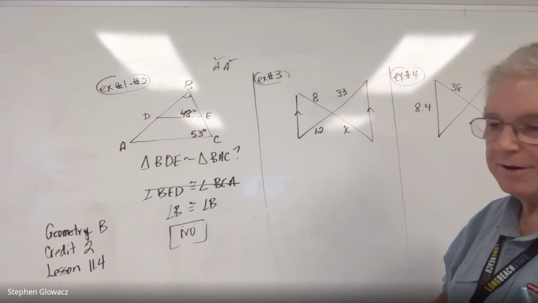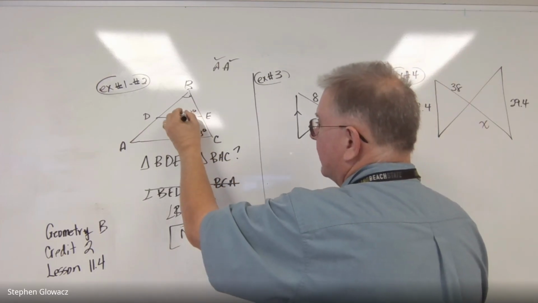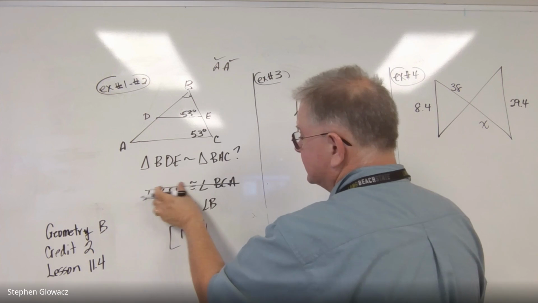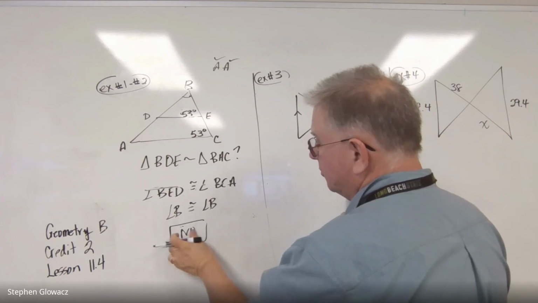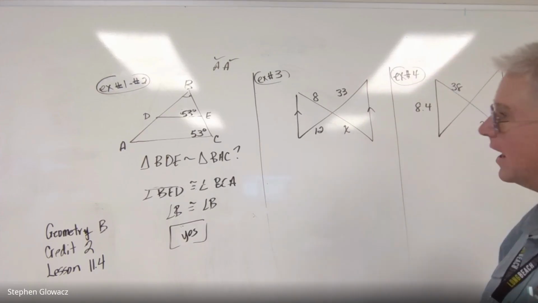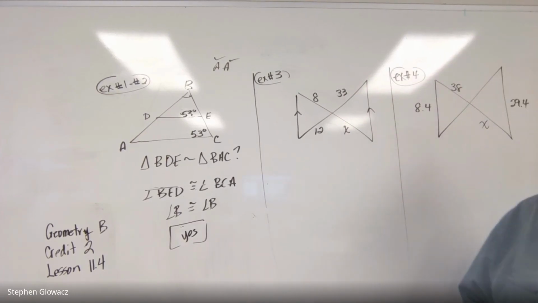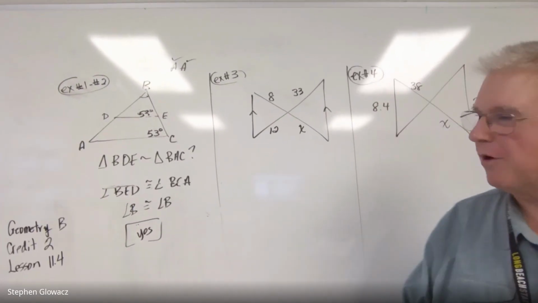We only have one pair of angles that are congruent. But as it was in our example, we had 53s, so this is, well, I shouldn't have crossed that out, but this is valid, and so we have two pairs of angles that are congruent, and so we would say yes. All right, so that's the information, and those are the examples for problems 1 and 2.